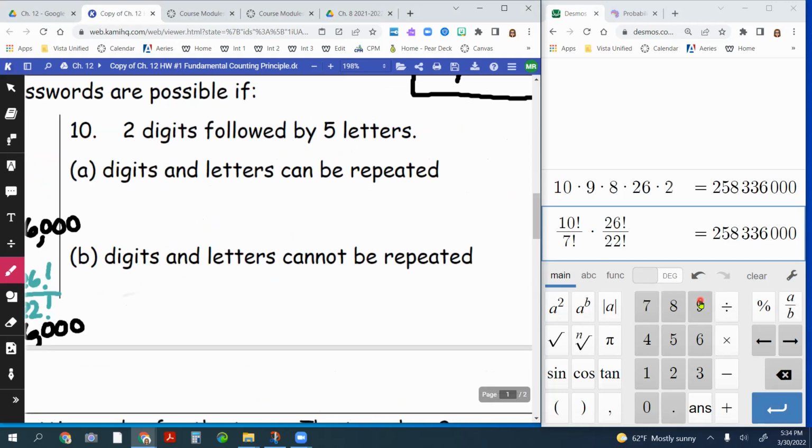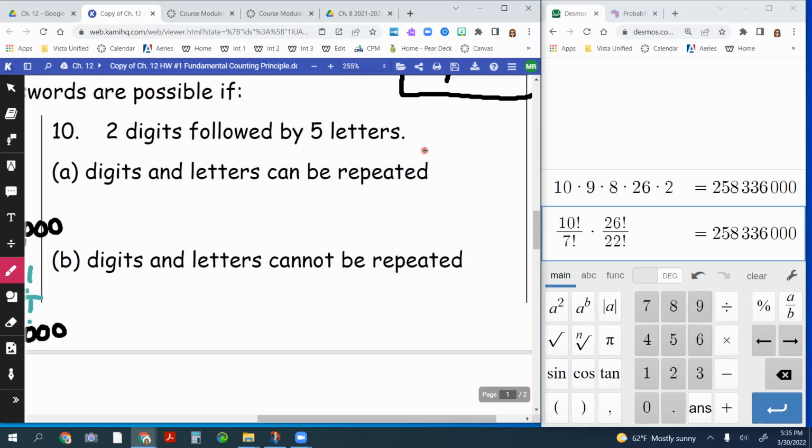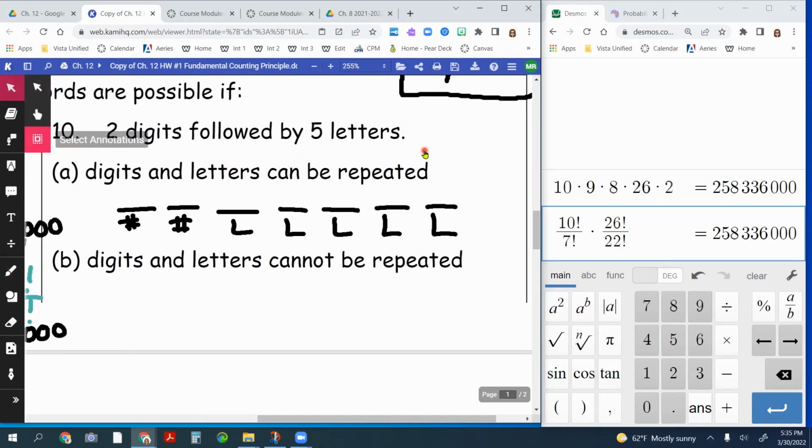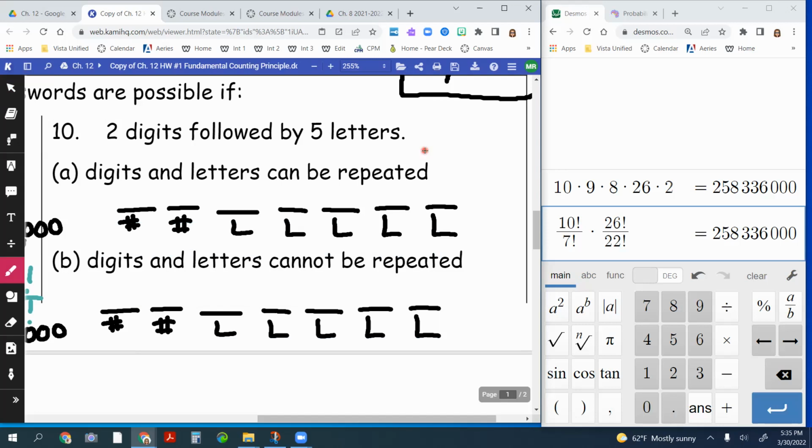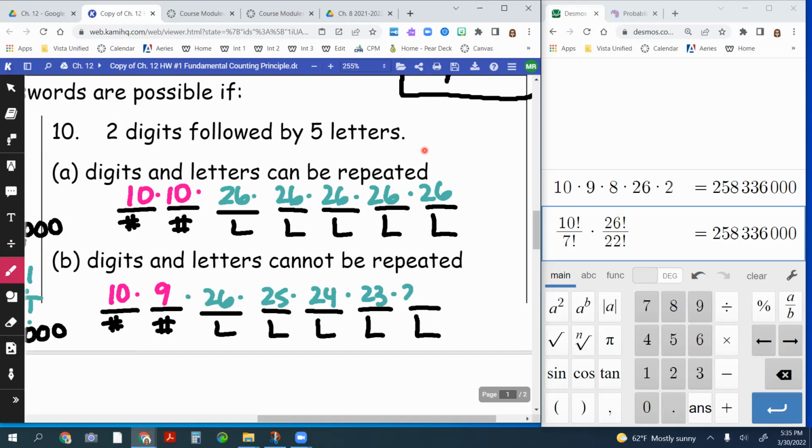Now on number 10, two digits followed by 5 letters. And in the first situation, they can be repeated, and the second one cannot be repeated. Okay, so we've got number, letter. Okay, just copy this. So if it can be repeated, it's going to be 10 times 10 in the first one. In the bottom one, when it cannot be repeated, it's going to be 10 and then 9. Now for the letters in the first one, if it can be repeated, it's 26. In the bottom one, it's 26, 25, 24, 23, 22.